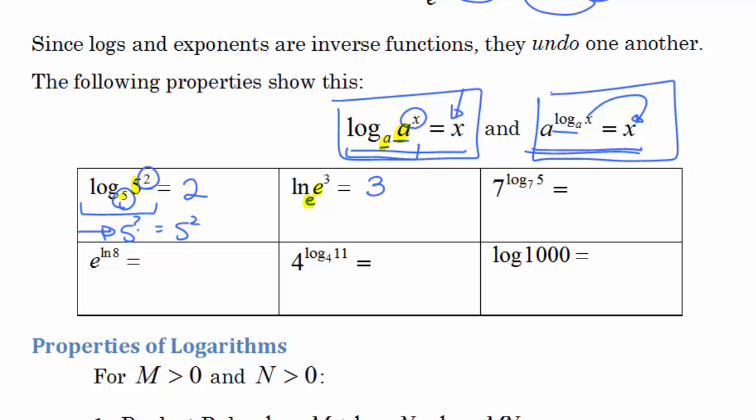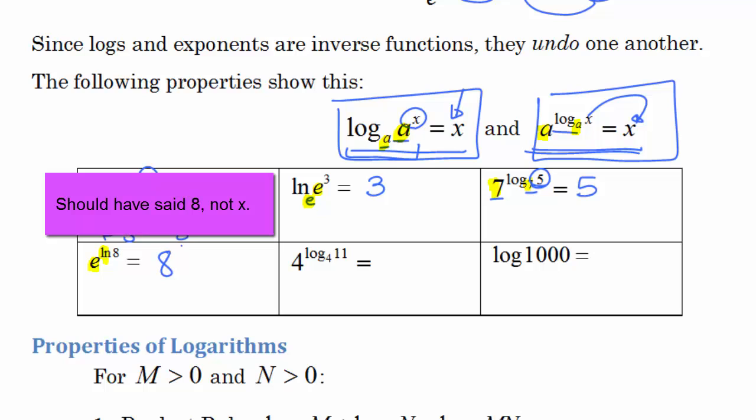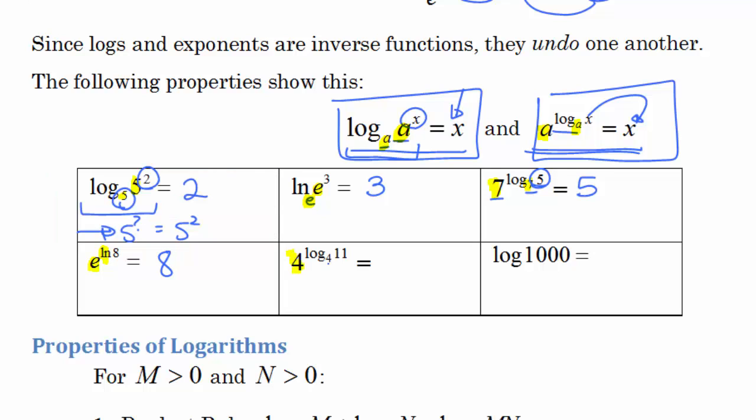What about this property? What do we have? We have base 7, just like a. We have log base 7, just like here. So what does this equal? 5. Again, those bases have to be the same. The next example is exactly the same, believe it or not, because we have base e, natural log is base e. There's a little bitty e there, we just don't write it. So what is this equal to? X. The next one we have base 4, 11.